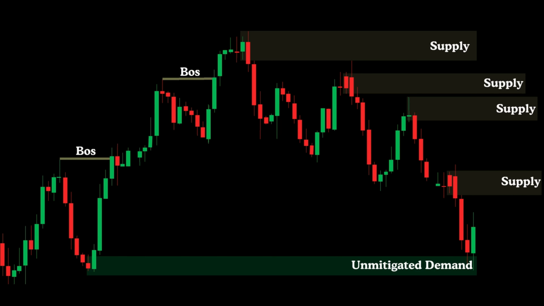At this point, a tug-of-war between supply and demand begins, creating a critical juncture. We must closely monitor price action around this level, as it could act as a significant turning point, either leading to a market reversal or a temporary corrective move before continuation of the existing trend.